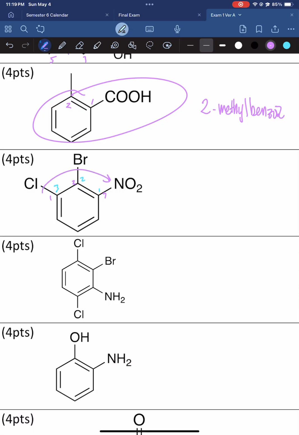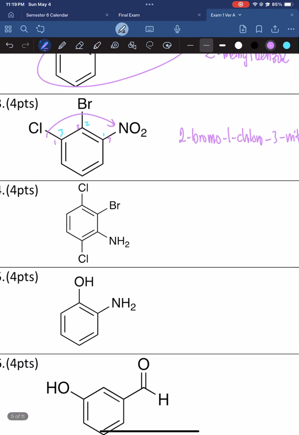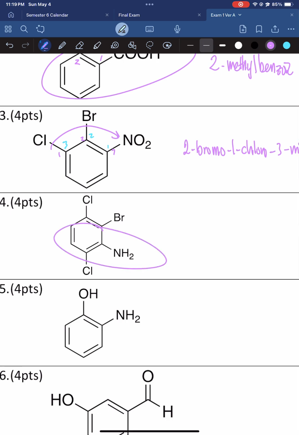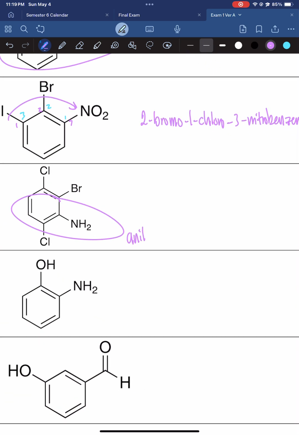So now we're going to name based on alphabetical order: 2-bromo, 1-chloro, and this is going to be 3-nitrobenzene. Cool. Now let's look at question 14. In this case, NH2, this is something you should know. This is going to be aniline. And we can name this as carbon 1 and go from there.